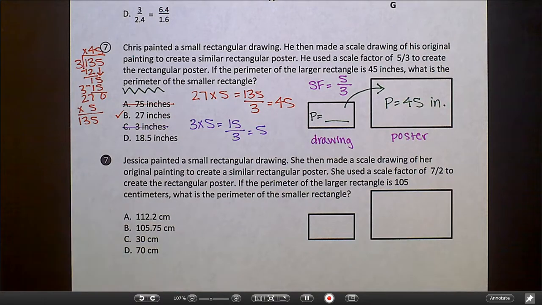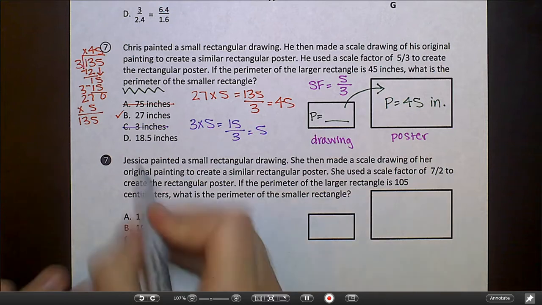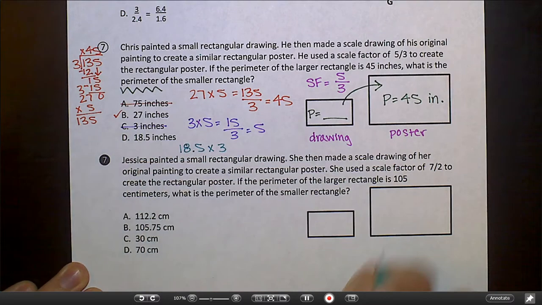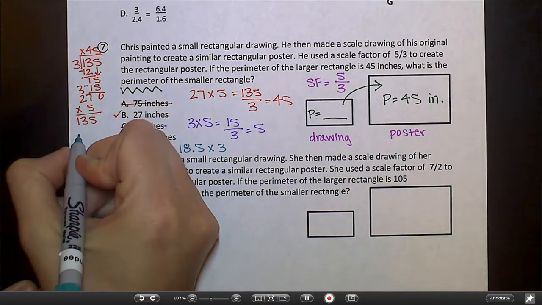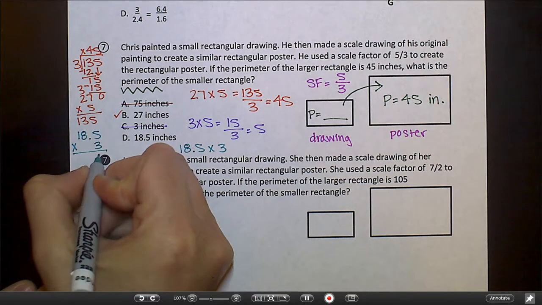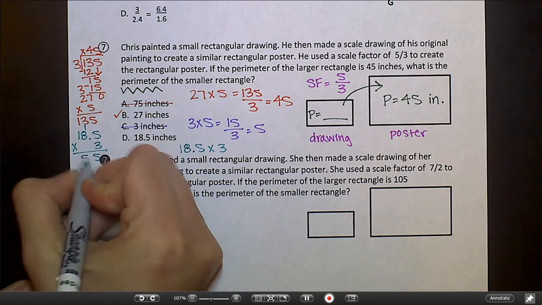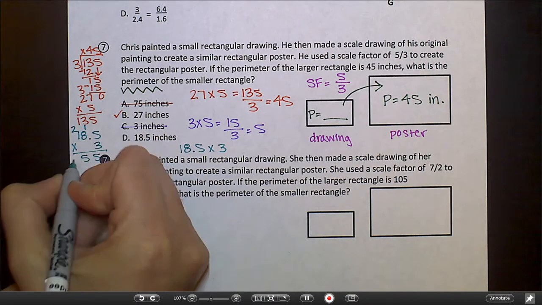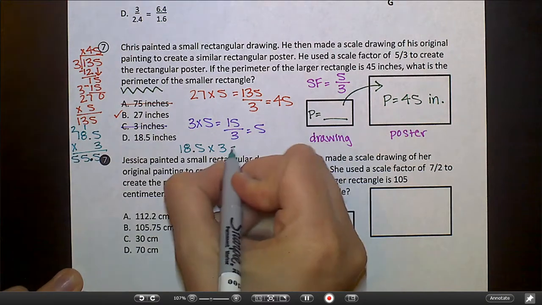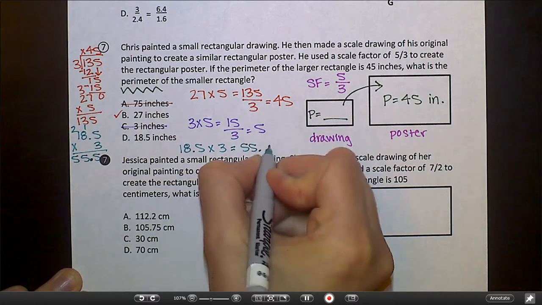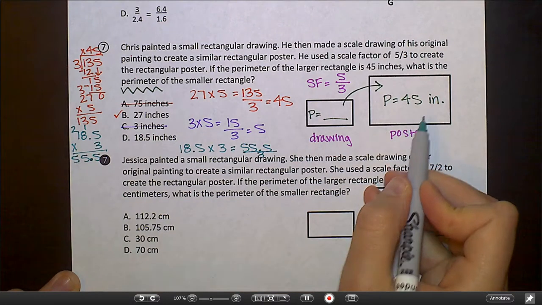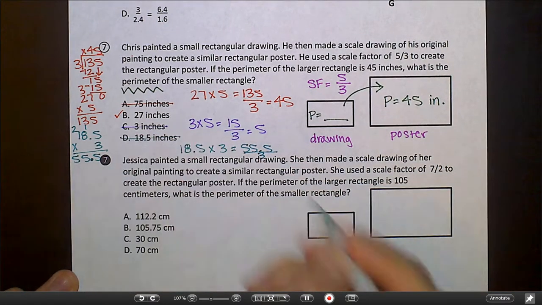And then let's do one more. 18 and 5/10 times 3. Let's see, 18 and 5/10 times 3. That's 15, 24, 25. 3, 4, 5. So 555, I need one digit after the decimal point. So that's 55 and 5/10. And then if I divide that by 3, I'm not going to get 45. I'm going to get something smaller than that. So that doesn't work either.